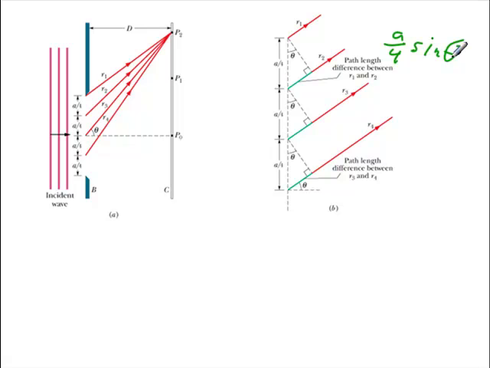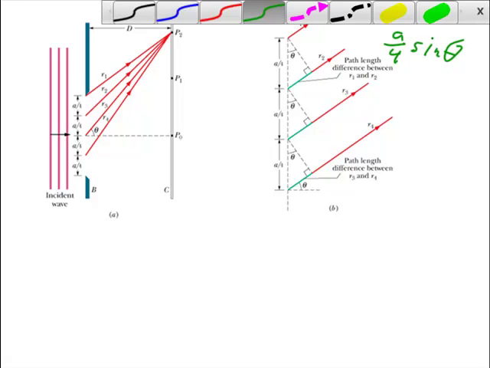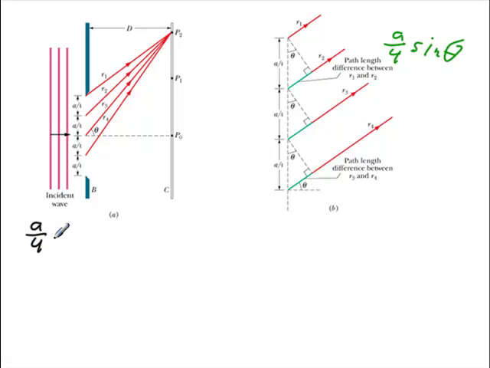So we'll get a minimum whenever a over 4 sine theta equals lambda over 2. That will require a larger value of theta, so that the sine of theta is twice as much. That means that a sine theta is equal to 2 lambda.